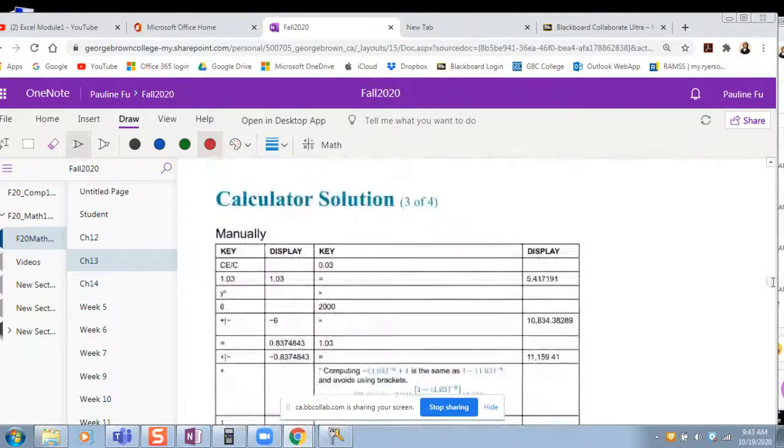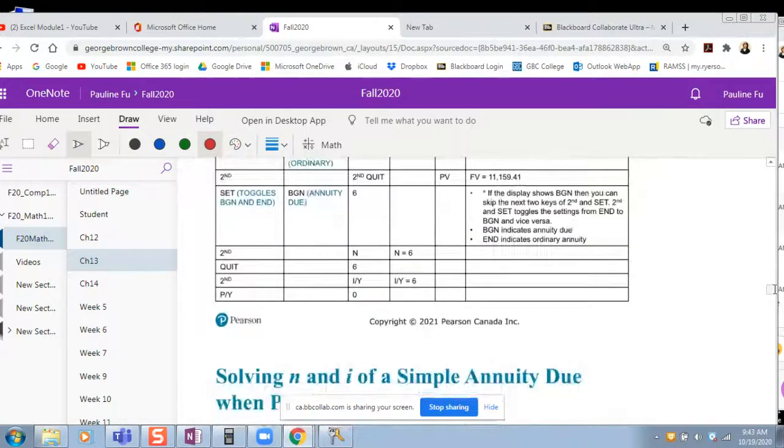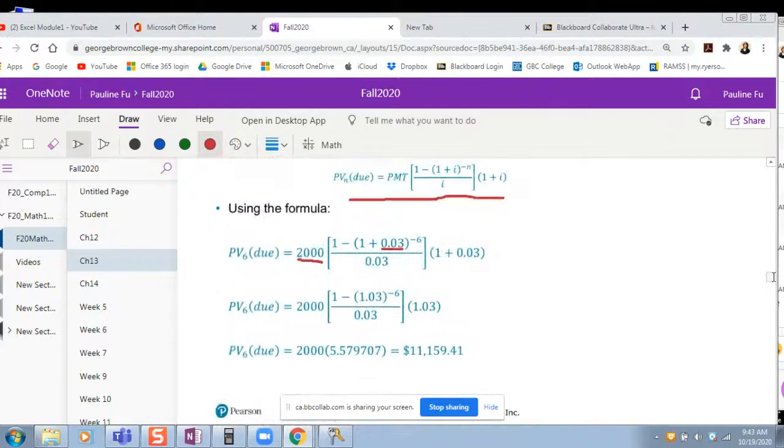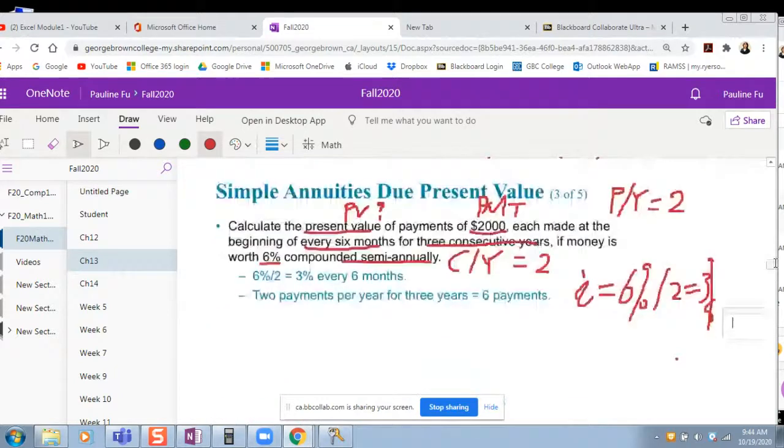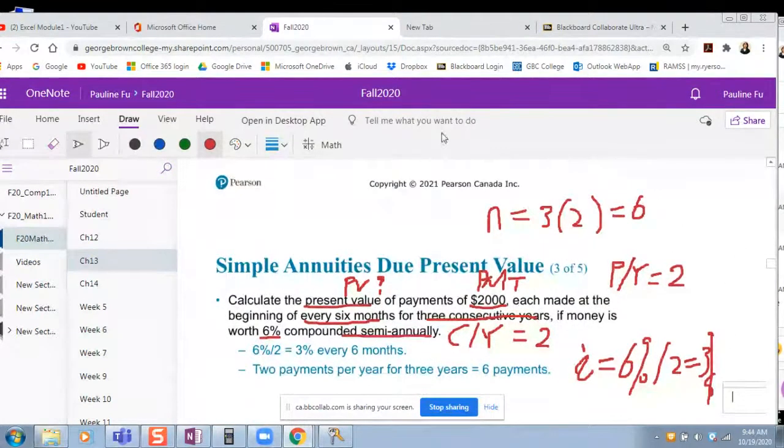And that's how you use this formula. i is 3%, n is 6, and you plug in the numbers and get $11,150.41. Okay, so this is the formula method. Now I will introduce the calculator method. Go back to the question.